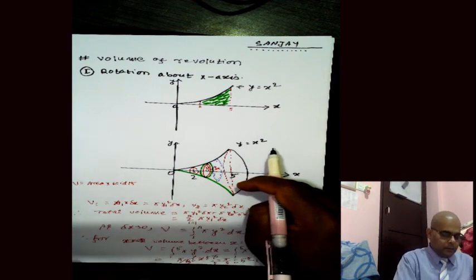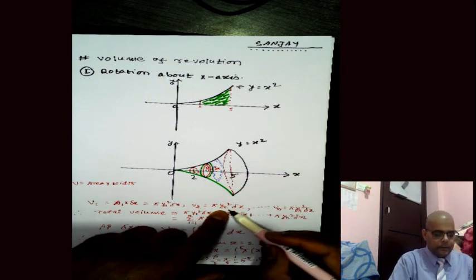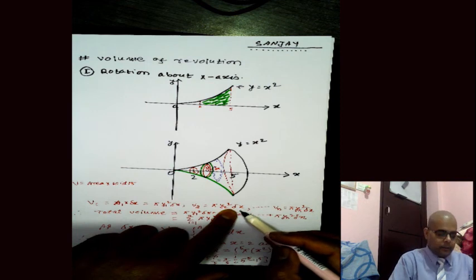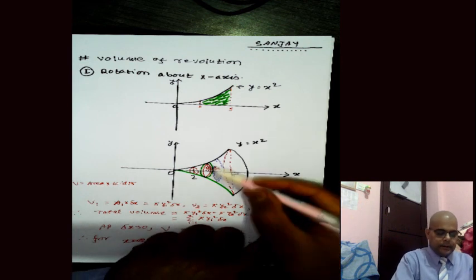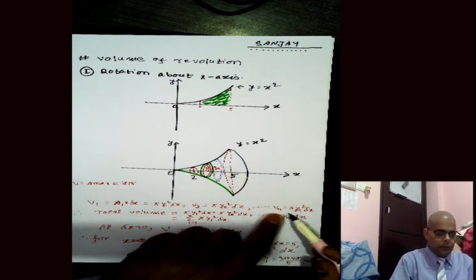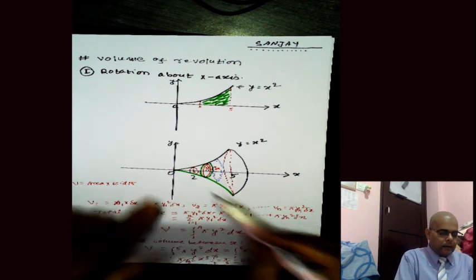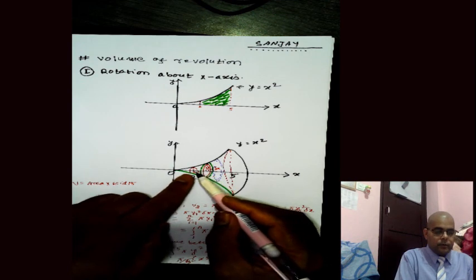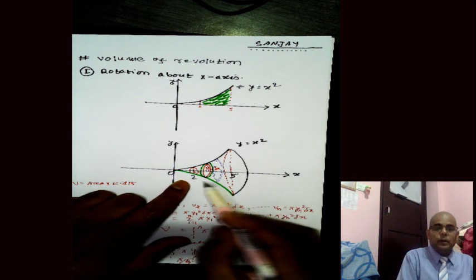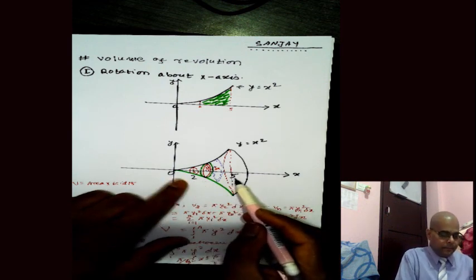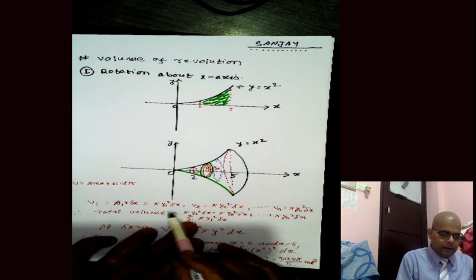V2 means the circular disc having radius y2 and width delta x, so V2 is pi y2 square delta x. Similarly, if we take up to n circular discs, the nth disc has volume pi yn square delta x. When you add up the volume of each circular disc, you get the total volume of the shape between x equals 2 and x equals 5.